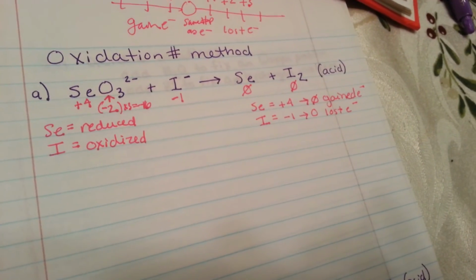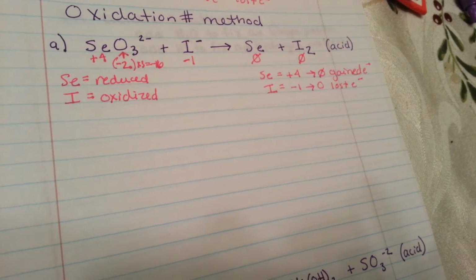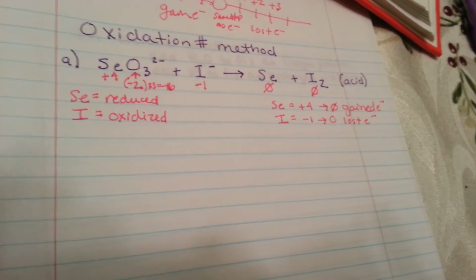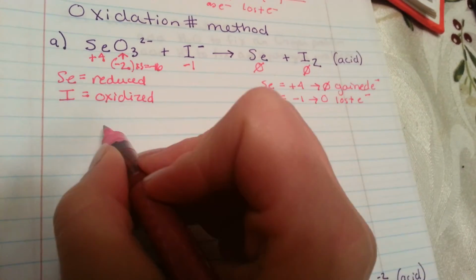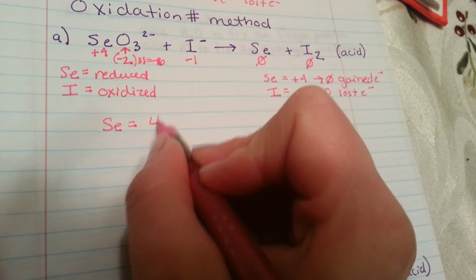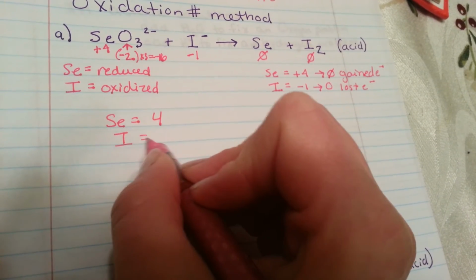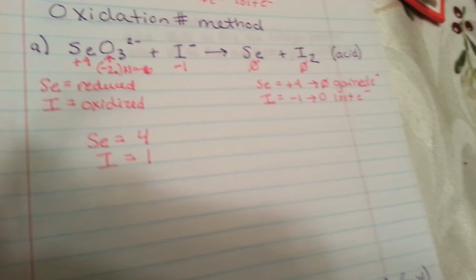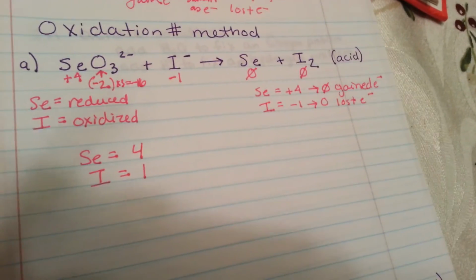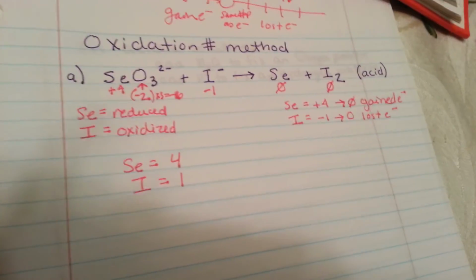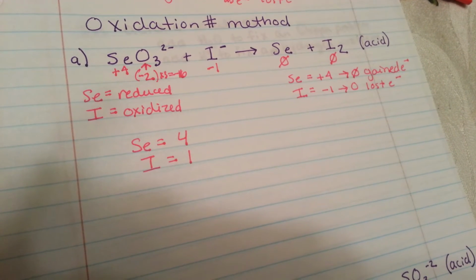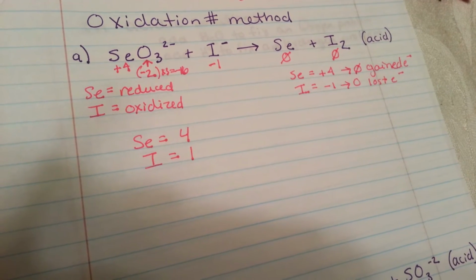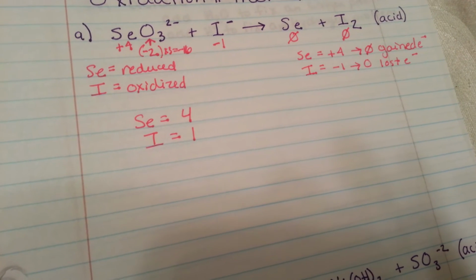Now, following our steps, step 3 asks us to determine the change in oxidation number for the atoms that are oxidized and for the atoms that are reduced. So we already decided that the change for selenium was a 4, and the change for iodine was 1. You're basically looking at just the general change, not lost or gained. So this isn't so difficult. We're just getting the net change.